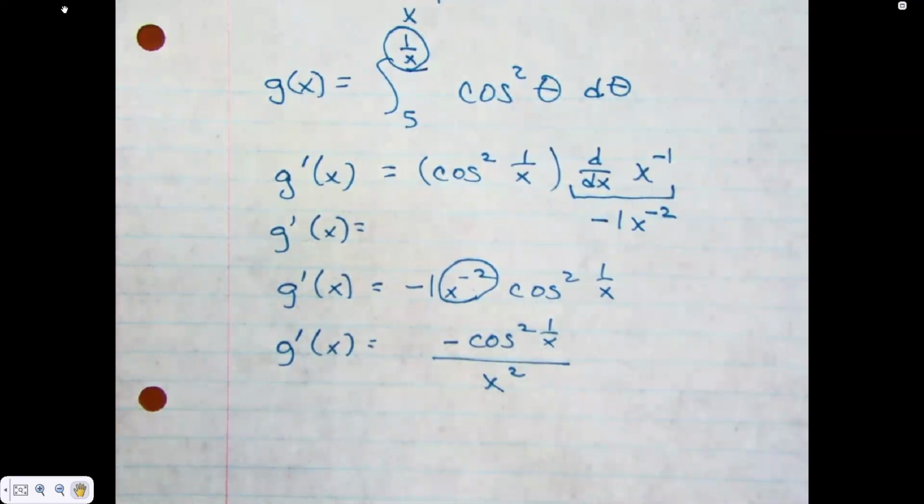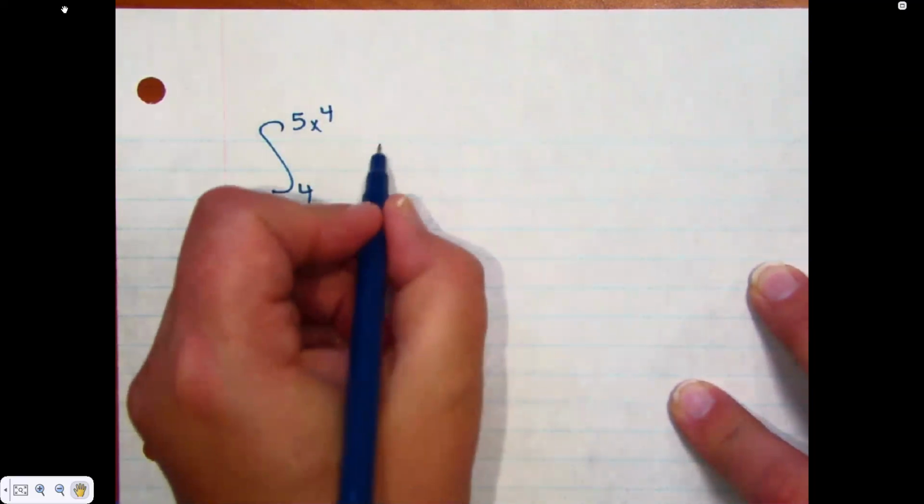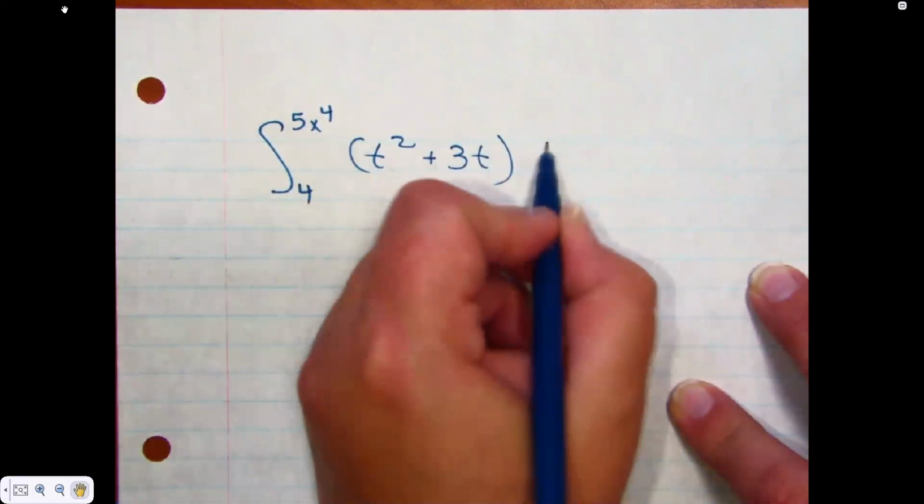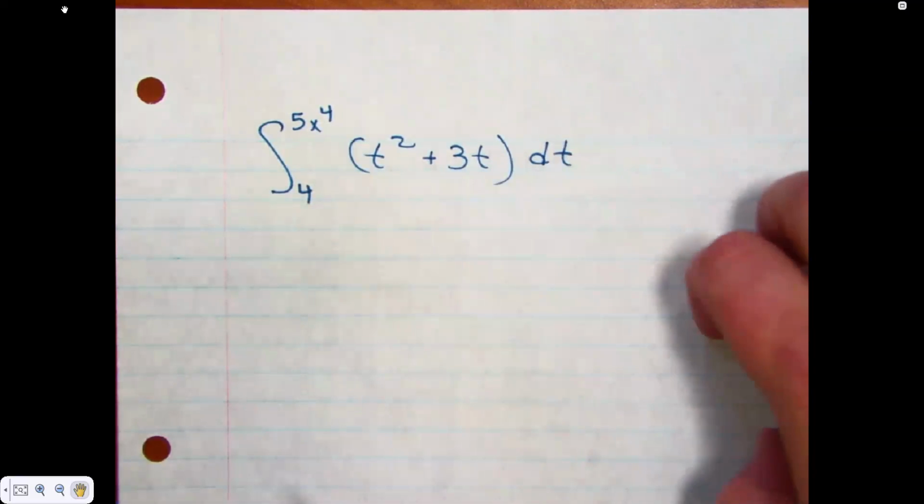Last, should I change this? I think this might be our last one. Integral from 4 to 5x to the fourth of t squared plus 3t dt.